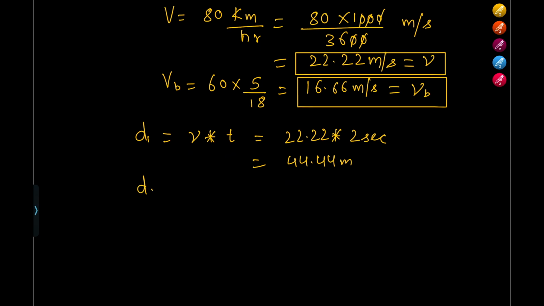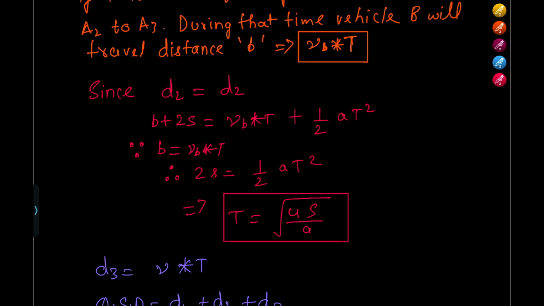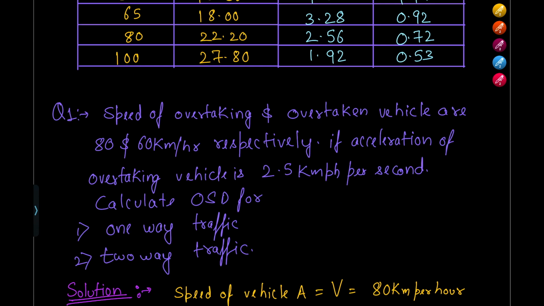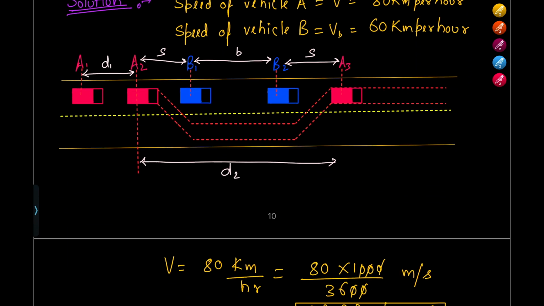Next we need to calculate the distance d2, which is equal to s plus b plus s. So we can write it as 2s plus b. To calculate the distance b, we'll need to find the value of capital T. So the formula for capital T, we will refer from behind. We already know the formula for capital T is given as the square root of 4s upon a. So here s we need to calculate first.